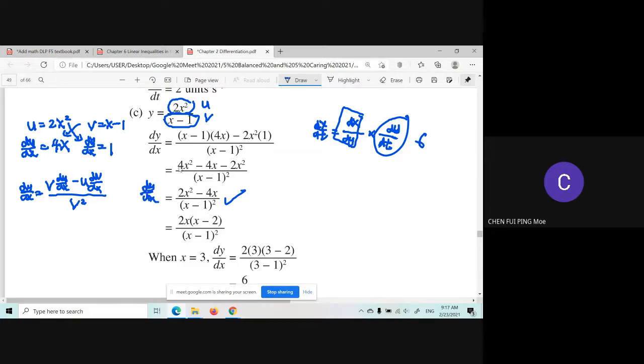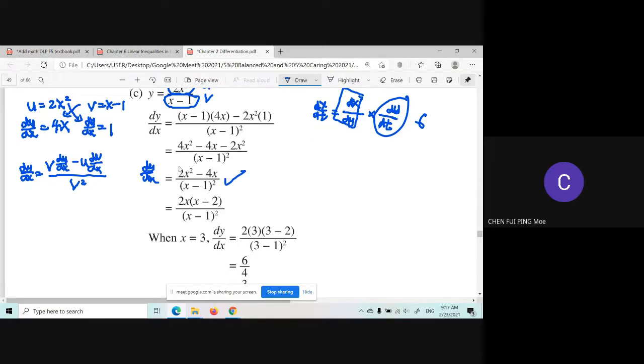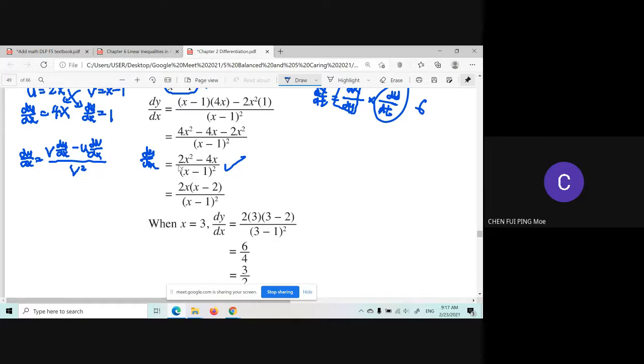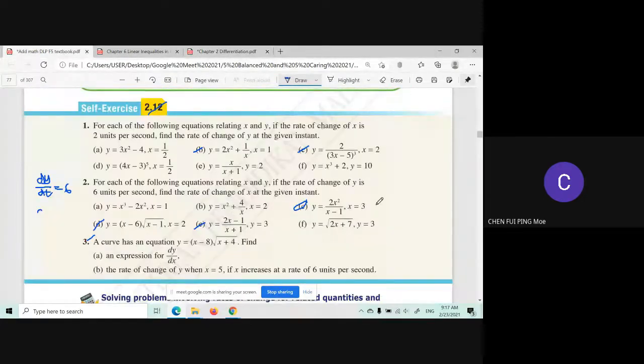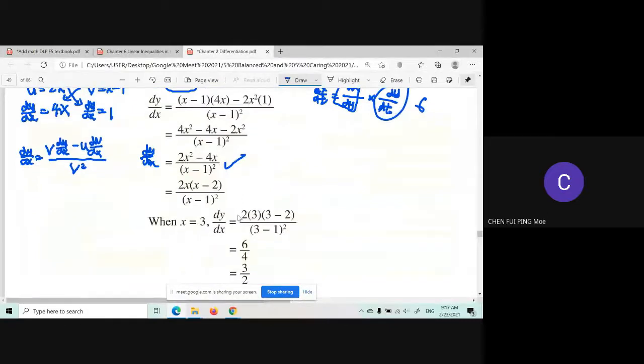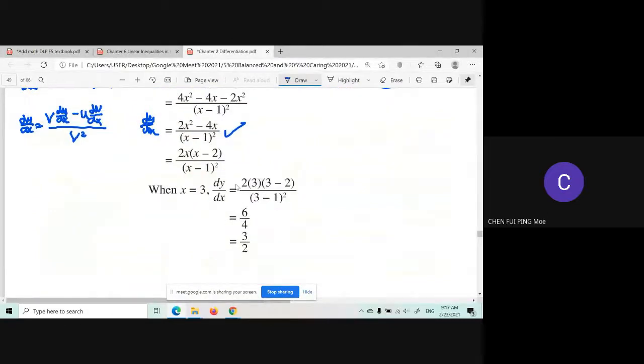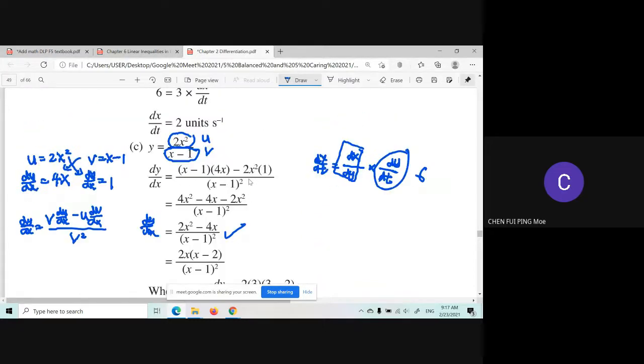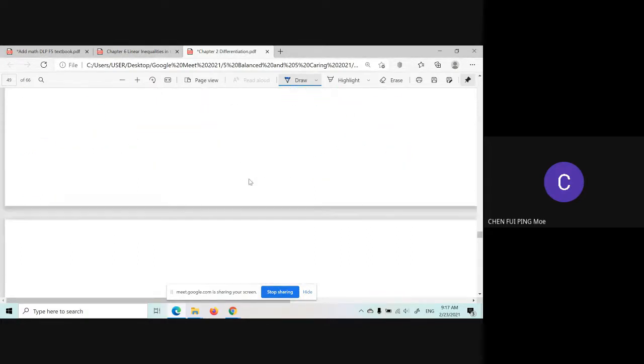Actually, leaving it at this step is already enough. Then the question says at x equals 3, they mentioned, right? So just substitute x equals 3 into dy/dx. Getting dy/dx is 3 over 2, meaning that dx/dy is 2 over 3. So just substitute 2 over 3 multiplied by 6, and get the answer 4.